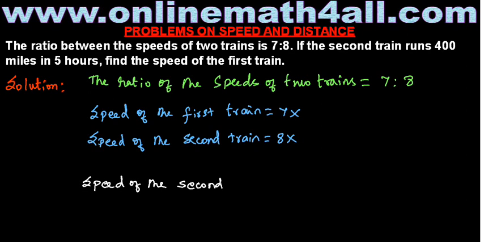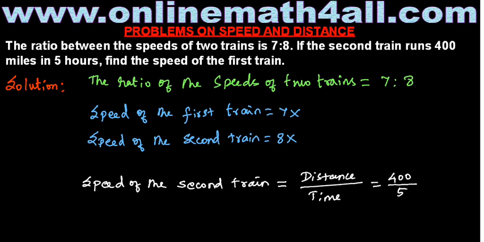So speed of the second train is equal to, the formula we have for speed is distance over time. So distance here given, that is 400 miles, time taken is 5 hours. So if we simplify this one, 80, so 80 miles per hour, this is the speed of the second train. So already we have speed of the second train in terms of x, so that we have here.